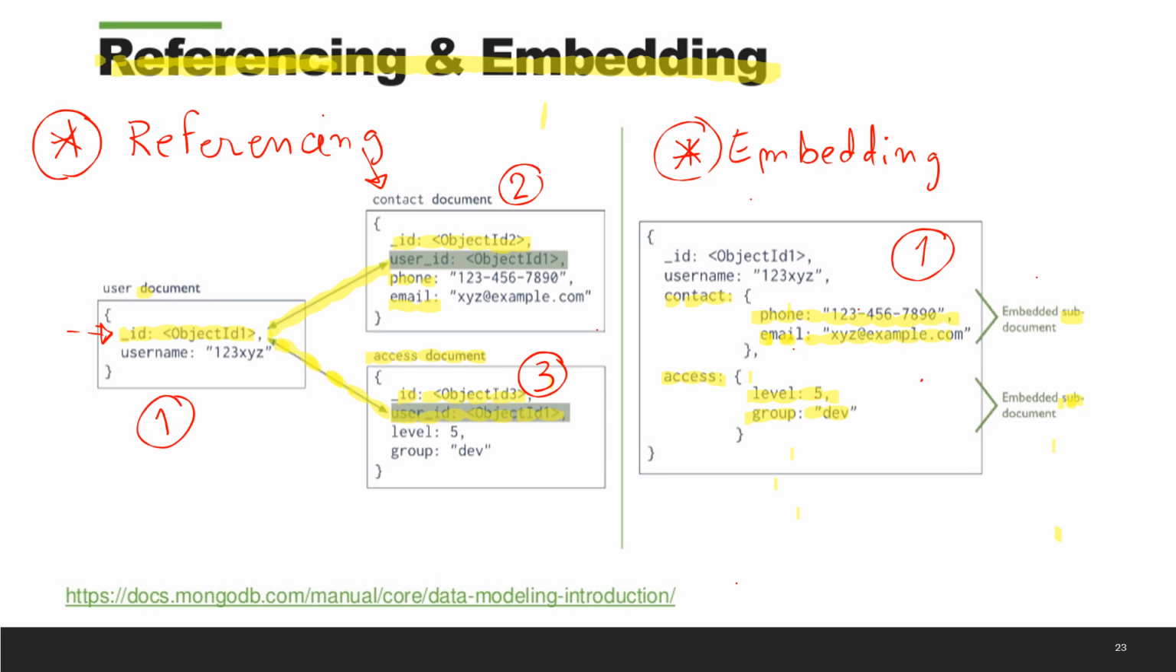With referencing mechanism, you make use of ID or key, similar to the concept of primary key and foreign key in relational model, right? You refer to the key of another document, something like that. But with embedding, you make the data embedded or nested within your document without referencing out to another document.